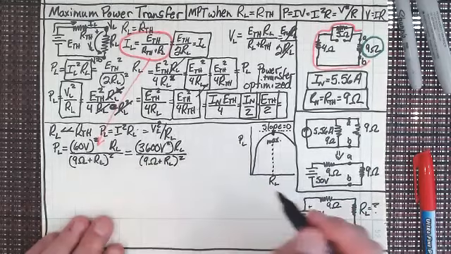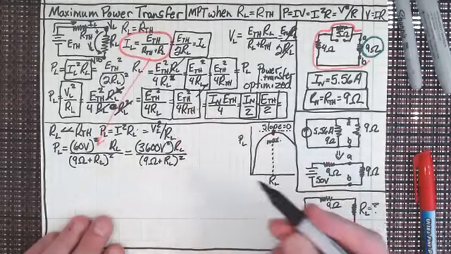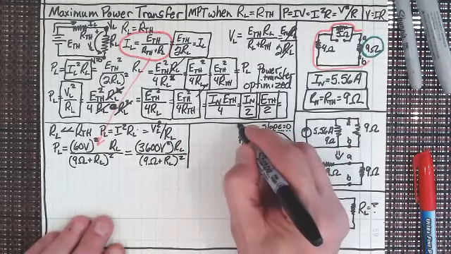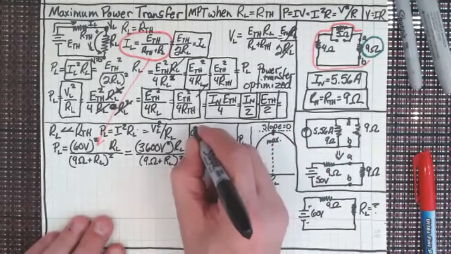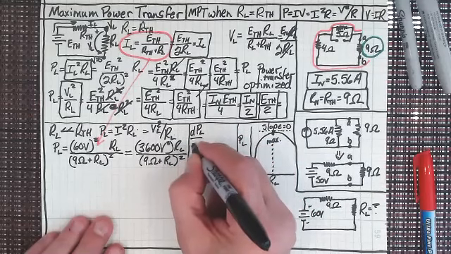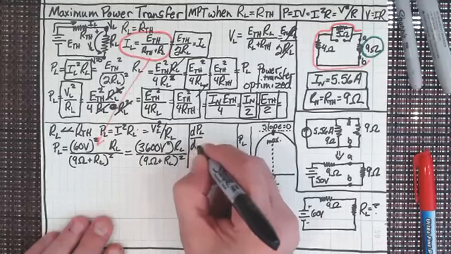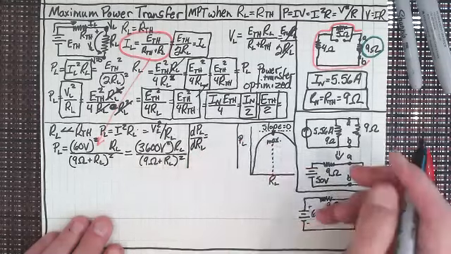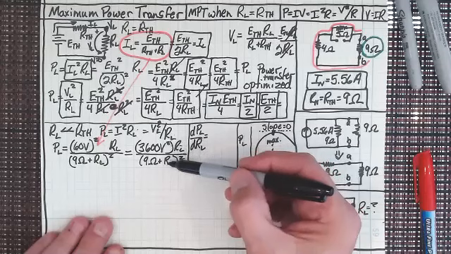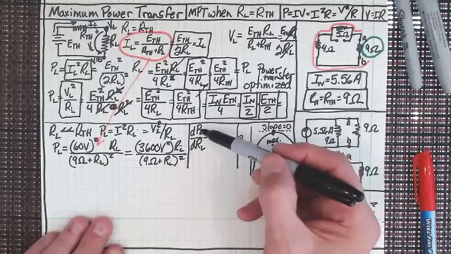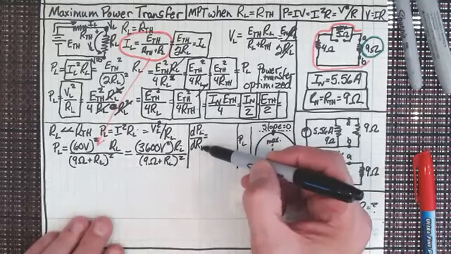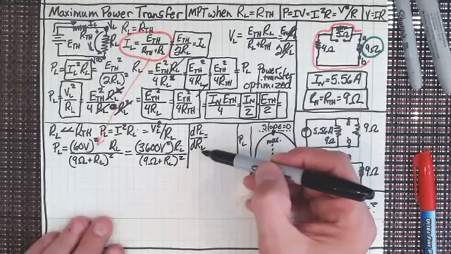Now, that's P sub L. I'm going to put a line down here to separate this. If I wanted to get the derivative of P sub L with respect to R sub L, what would that be? Let's say R sub L is X. So if I take the derivative of P sub L with respect to R sub L, what am I going to get?